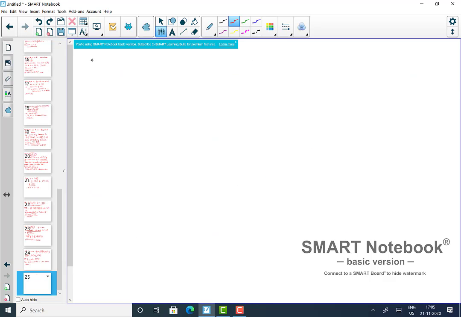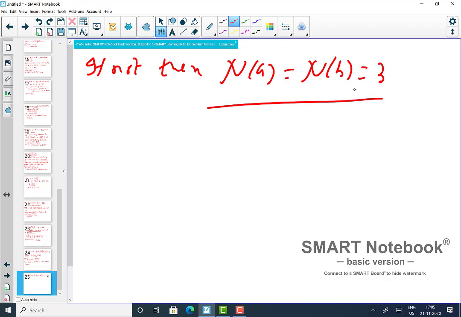If not, then norm of a and norm of b both have to be equal to 3, right? But can it be? Can there be an element whose norm is 3? So this is the question. Is this possible? So a1 plus a2 root minus 5. Is this possible? So this is not possible, right?